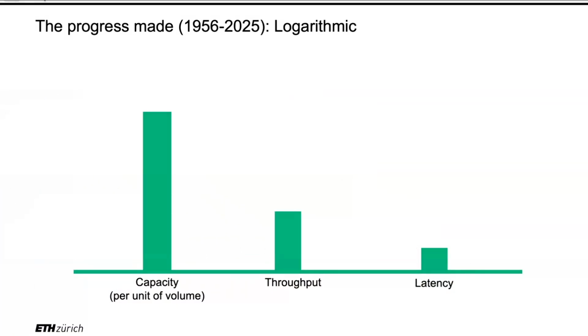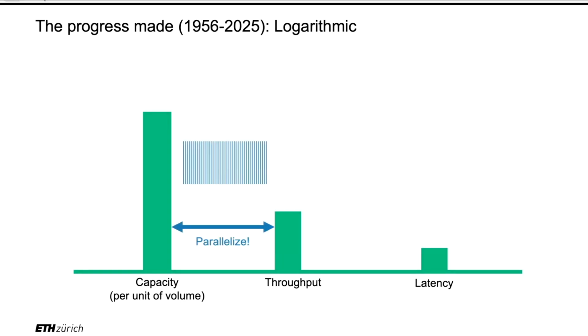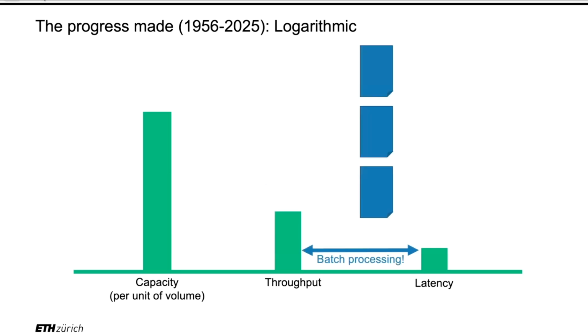And the solutions that we are going to use are parallelism, that is solving the issue between the capacity and the throughput. We are going to parallelize when we use MapReduce and Spark. And the other thing we are going to do is batch processing.